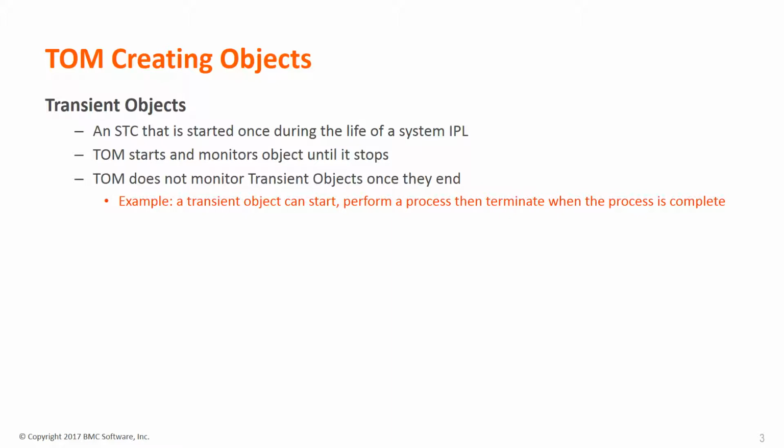In this session, we're going to talk about creating transient objects using TOM, and we're going to do so using the MainView Explorer interface. A transient object is a started task that you start once during the life of the IPL. It'll build some control blocks or do some other things, and then it terminates. TOM will start these objects and monitor them until they stop, at which point TOM will flag them as complete, and then any subsequent dependent objects can be started. TOM does not monitor transient objects once they end. Because they don't stay in the system, there's really nothing for him to look at.